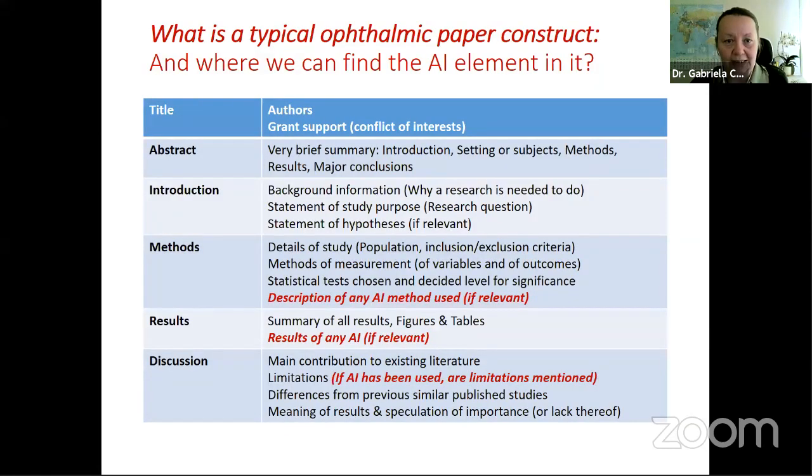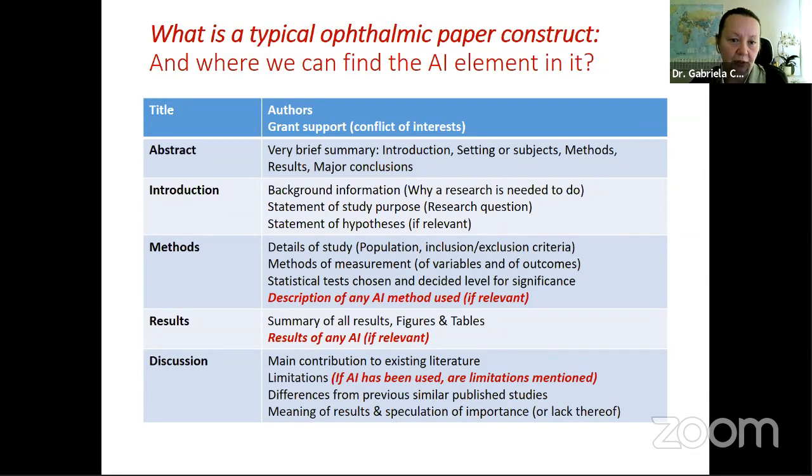So what is a typical ophthalmic paper that contains AI elements? What is the structure? The structure is the same as any other paper. It has a title. Typically in the title, there will be an indication whether AI was used or not. There will be an abstract, introduction, methods, results, and discussion. And the structure will be very much the same as any papers that are published that do not use AI.